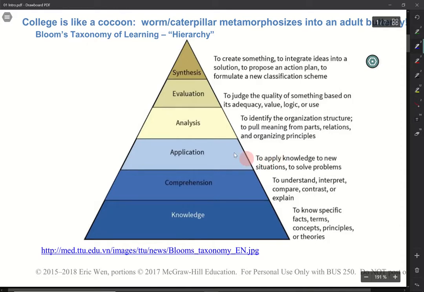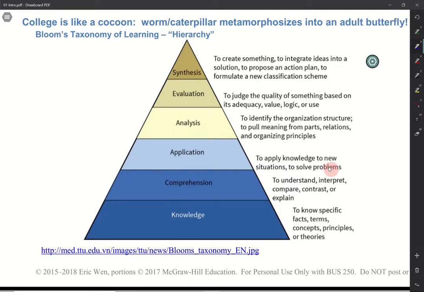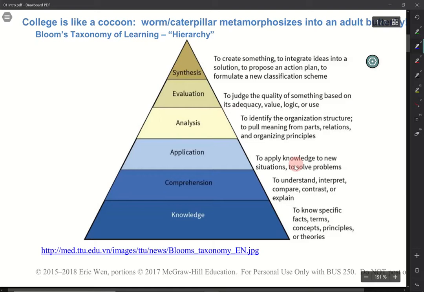The next one up would be application, where you can actually apply this knowledge to new situations. So not only regurgitating things, but really beginning to solve problems. And that's, I think, one of the skills that employers are looking for when they hire college graduates. You might see some of these job postings, "college graduate preferred." And that doesn't only mean a person who's graduated from college, but hopefully by the time you've graduated from college, you've picked up certain skills in problem solving.